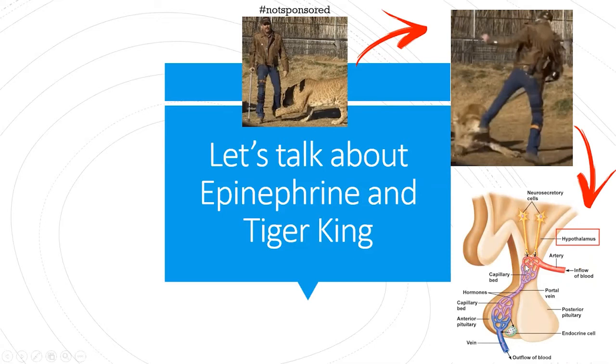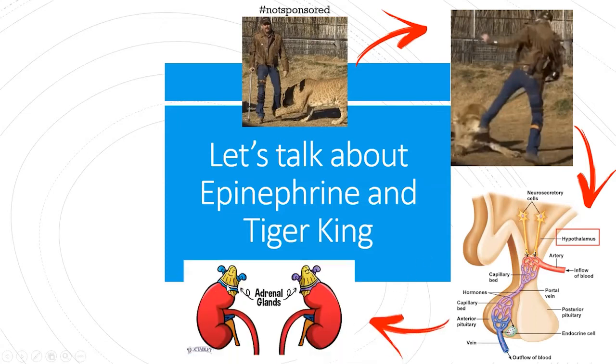Now, the anterior pituitary gland is going to secrete ACTH into the bloodstream. So this is going to be endocrine signaling. And then that's going to eventually reach your adrenal glands, which are on top of your kidneys. Now, your adrenal glands are going to make epinephrine and then release it throughout your bloodstream.